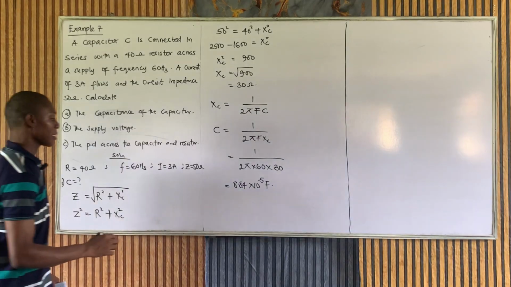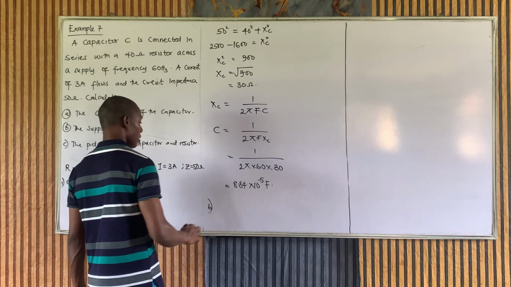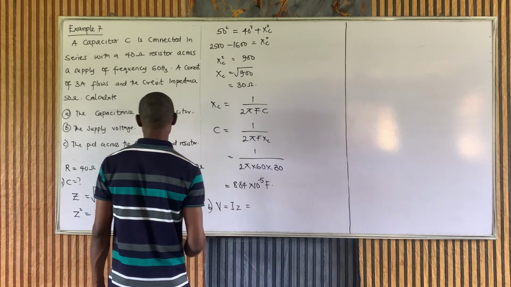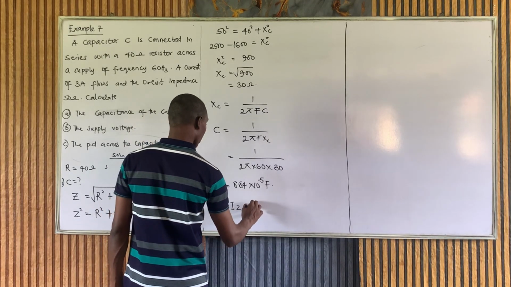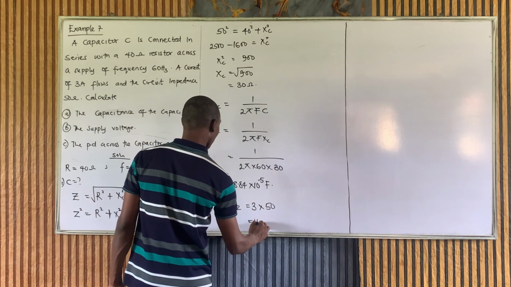The next one now is the B, the supply voltage, which is V is equal to IZ. And our current in this question is 3 and our impedance is 50. So that's 150 volts.